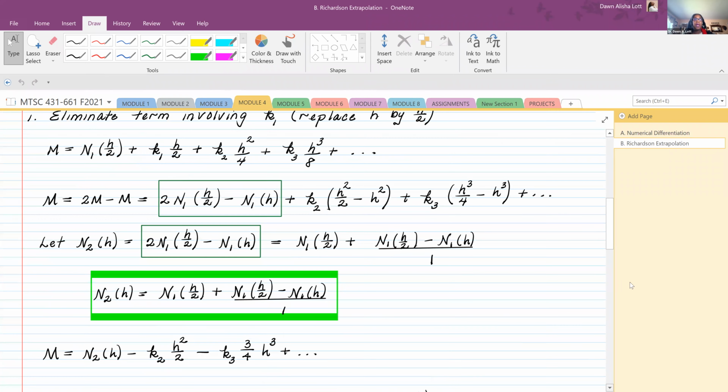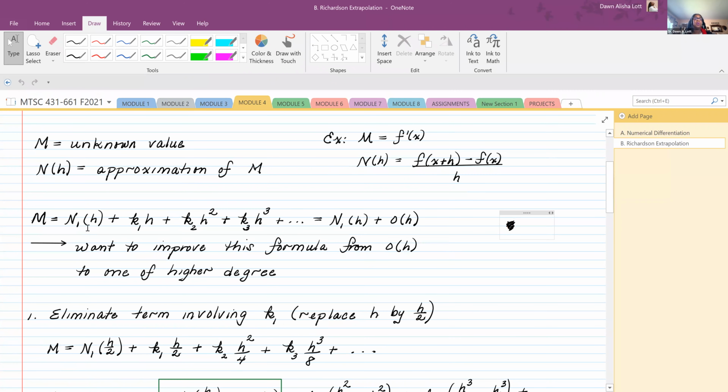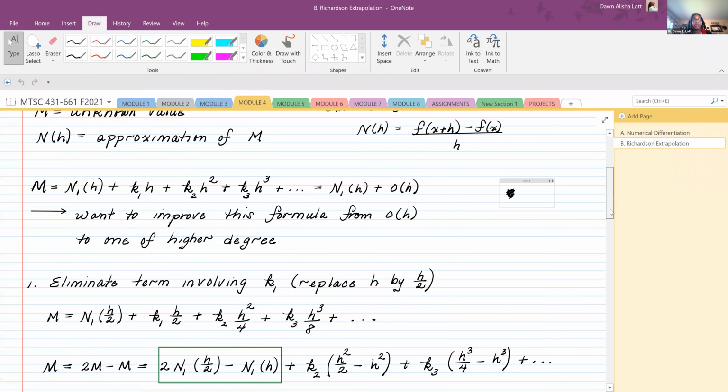So we found that we were able to write N1. N1 is whatever your initial approximation may be. So for example, up here, N1 could be a first order forward approximation. And then I want to figure out a way to take that approximation and make it have a higher order approximation or a smaller error without having to rederive a new formula.